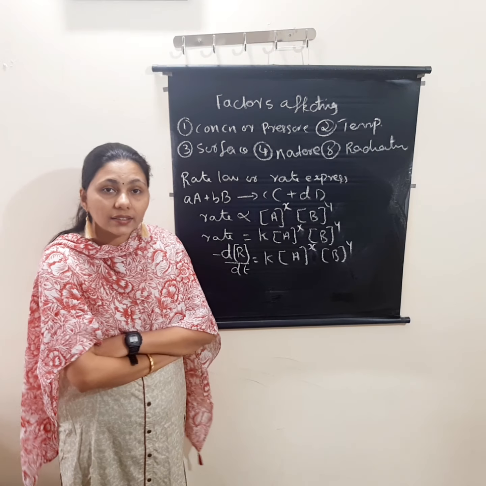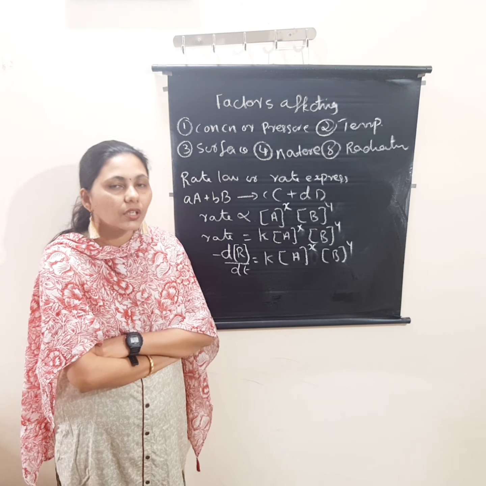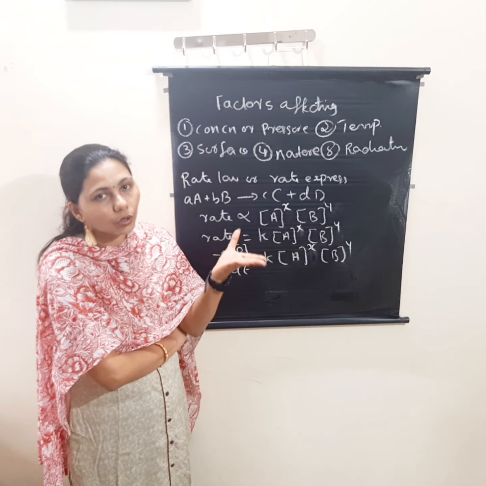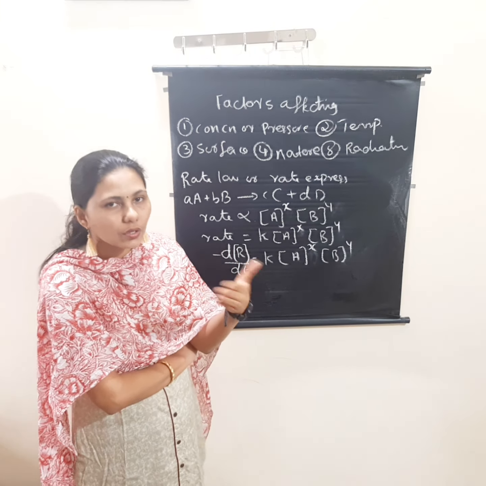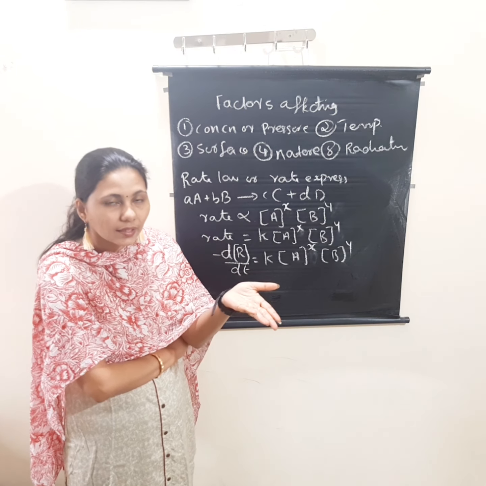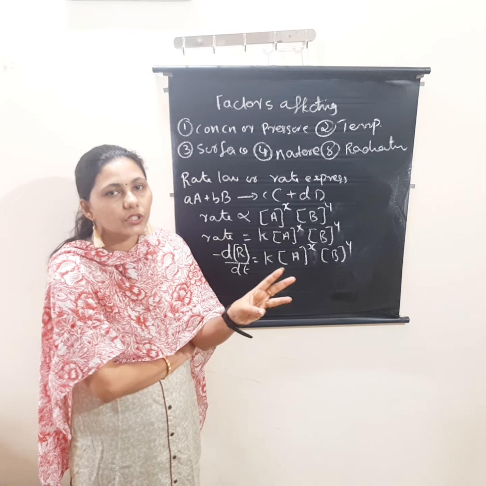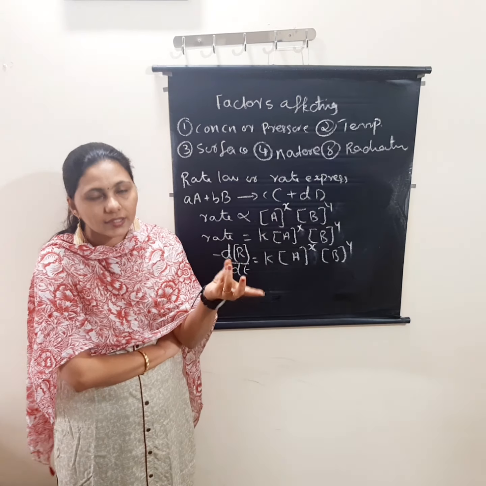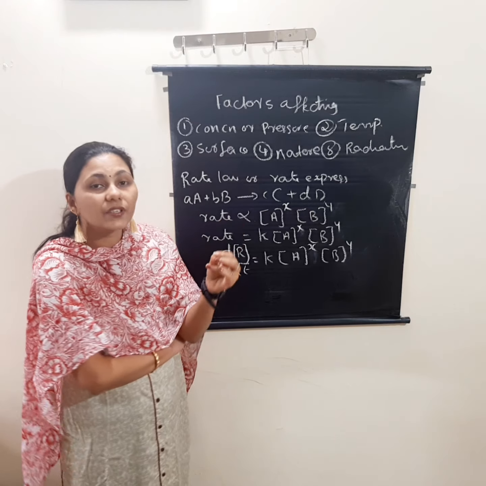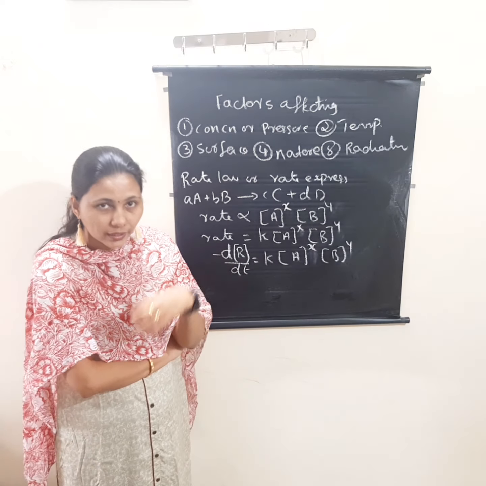Today is the factors affecting rate of a reaction. What are the factors that mainly affect the rate of a reaction? First one is concentration or pressure of the reactants. Concentration means in terms of solutions. Pressure means if the reactants are gas molecules. So the first factor is concentration or pressure of the reactants. Second one is temperature of the reaction. Third one is surface area of the reactant. And the fourth one is nature of the reactant.